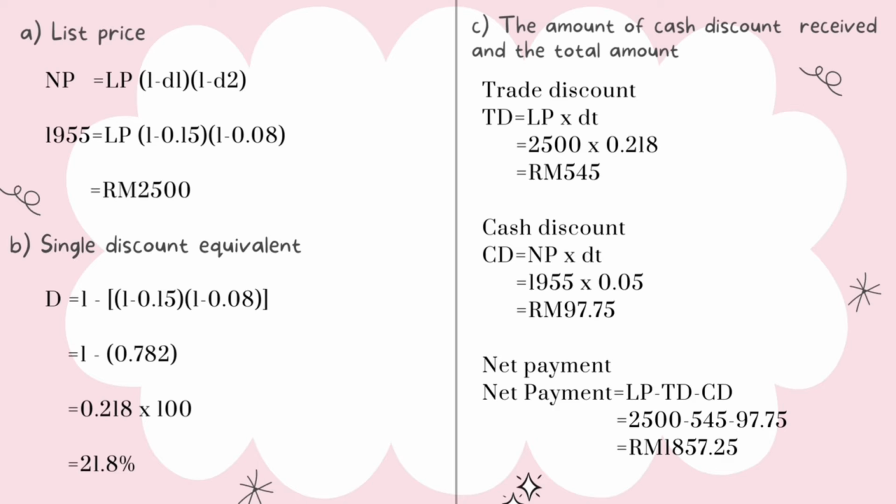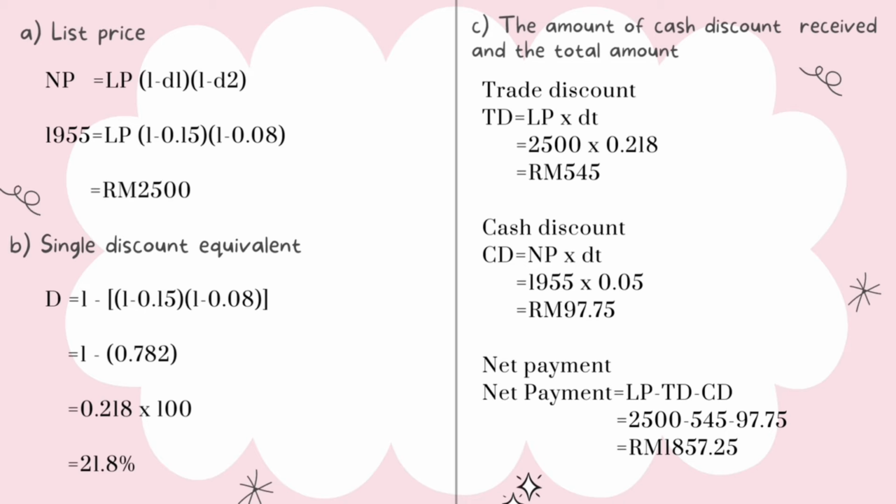Trade discount. We need to use the formula trade discount equals list price multiplied by trade discount rate. List price is 2,500 multiplied by 0.218 and we get the answer RM 545. Next is cash discount. We use the formula cash discount equals net price multiplied by cash discount rate. Net price is 1,955.